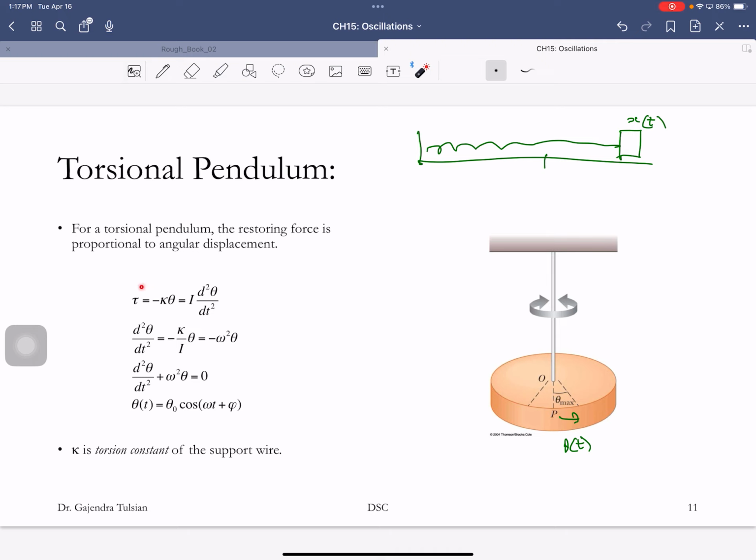Okay. So when you twist it this way, the torque that this twisted wire applies tries to bring it back, and the restoring torque is proportional to the displacement. The more you twist it, the harder it'll try to bring it back. The greater will be the restoring torque. Okay, so it's tau equals minus kappa theta. And torque, by Newton's second law, is I times alpha. Alpha is angular acceleration, so I times d squared theta by dt squared.